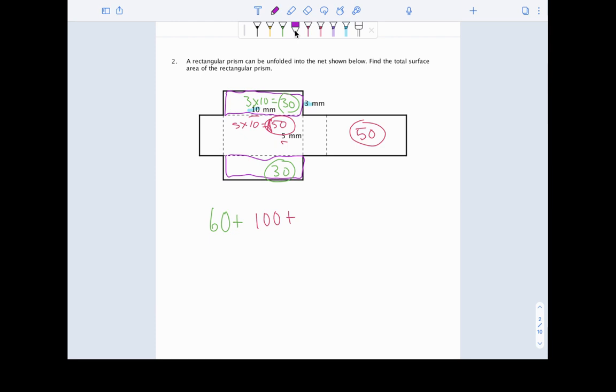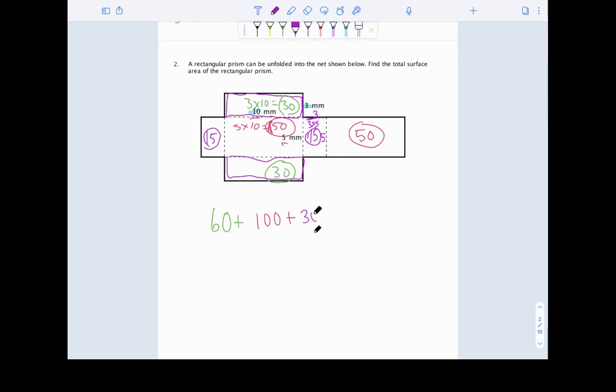So that leaves these little ones. This one here is 3, and again, this is 5. It's going to be 5 all the way across. So 3 times 5 is 15, and then 15, because they're pairs. And so 15 and 15 is 30. So I'm just going to bring those down. Then I've got that's 90, so 190 millimeters squared.